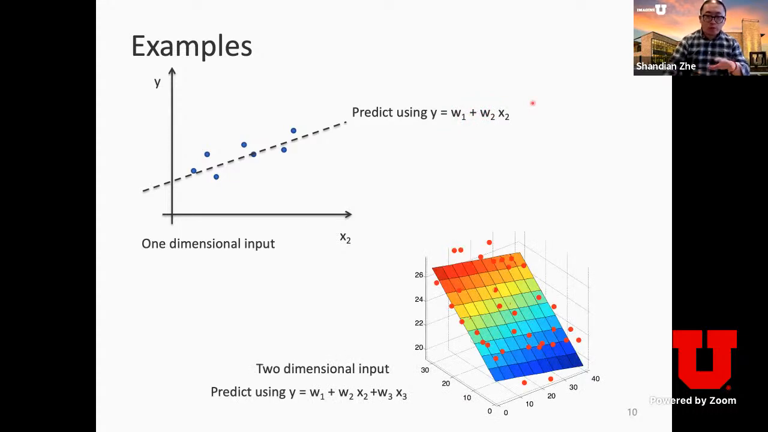And similarly, when we consider two-dimensional inputs, then our prediction function actually represents a plane in three-dimensional space. Here are x2, x3. Those red dots represent the training set, and the y-axis is the prediction.